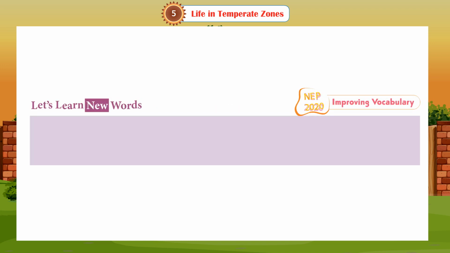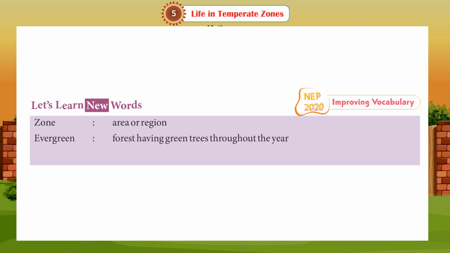Let's learn new words. Zone: area or region. Evergreen: forest having green trees throughout the year. Deciduous: trees that lose their leaves in the dry season.